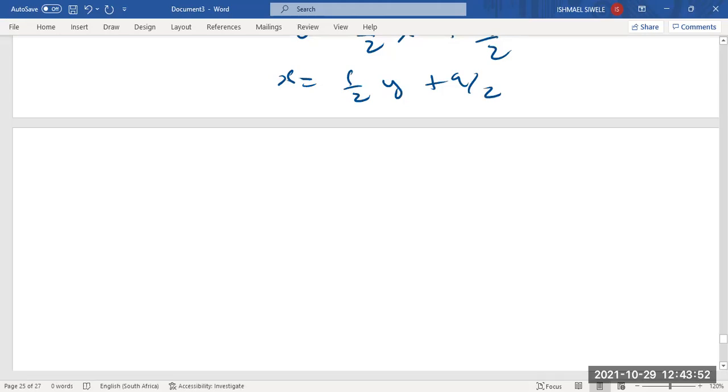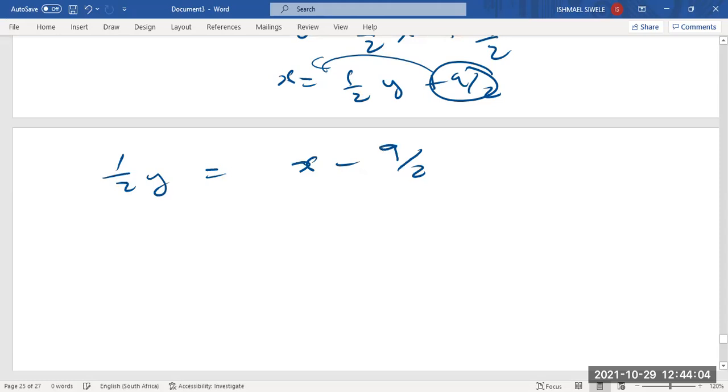I'm going to transfer this side, right? To have 1/2 y equals x minus 9/2. Okay, x minus 9/2. And then y is going to be x times 1 divided by 1/2, that's going to be 2. So I'm going to have 2x minus 9 as the inverse of g of x. 2x minus 9, that is my g inverse.